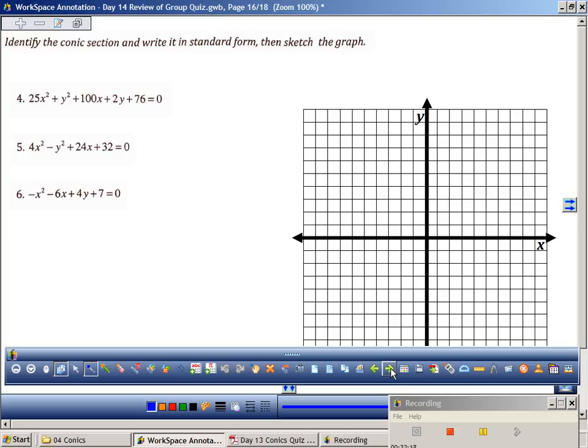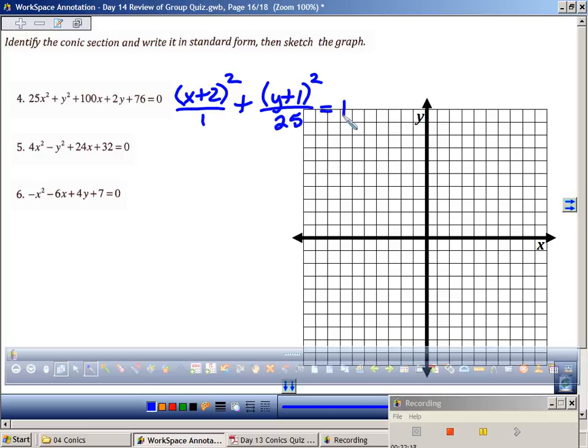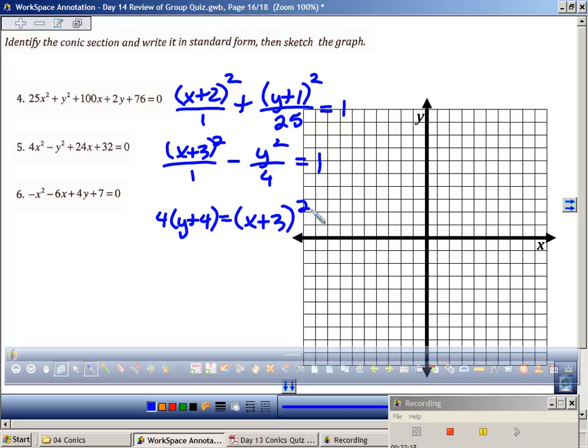I'm trying to click on that one for some reason, I don't know what. This one is x plus 2 squared over 1 plus y plus 1 squared over 25 equals 1. This one is x plus 3 squared over 1 minus y squared over 4 equals 1. And the last one was 4 times y plus 4 equals x plus 3 squared.